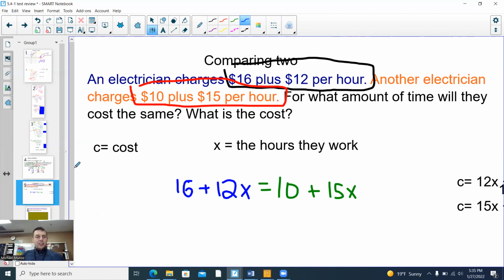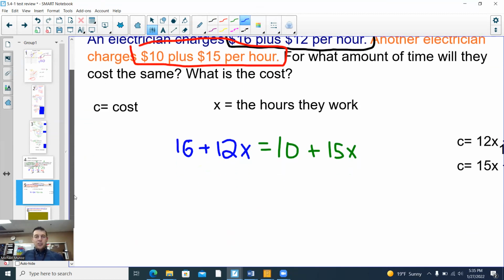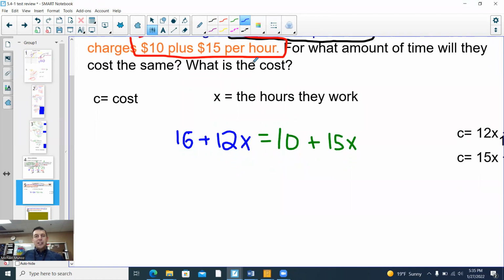Then you just solve it, just like we did that other equation up top. I can't have x's on both sides, so I'm going to choose to get rid of the smaller x, which is the 12. So I'll minus 12x from both sides. And what I'm left with is 3x.